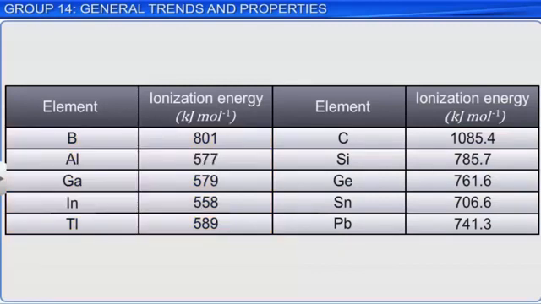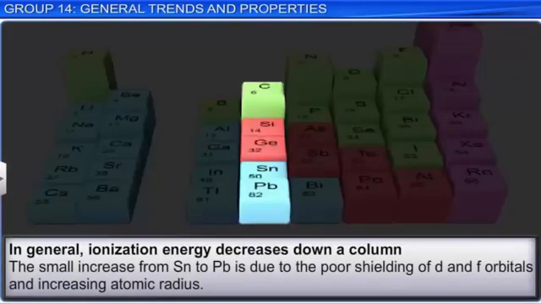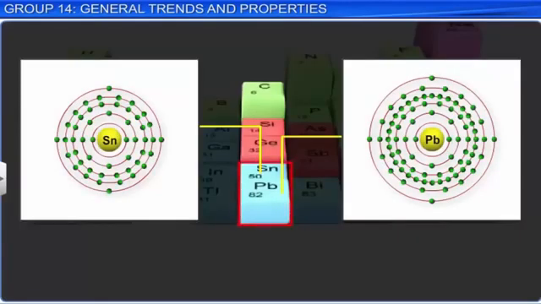In general, ionization energy decreases down a column. Generally, this is true for the group 14 elements. But notice the small increase from tin to lead. This is due to the poor shielding provided by the D and F electrons, along with the increasing atomic radius.